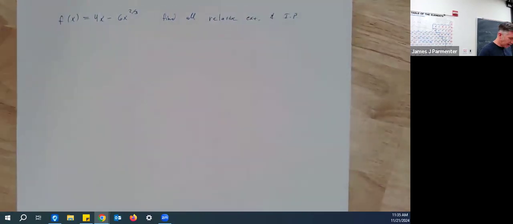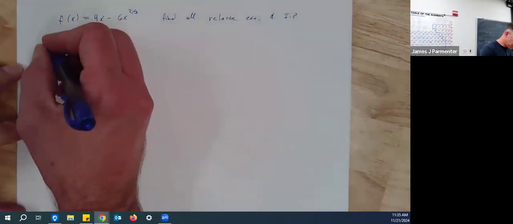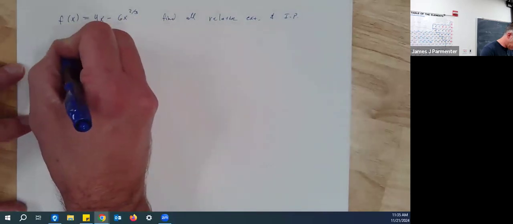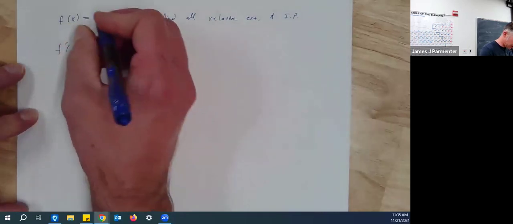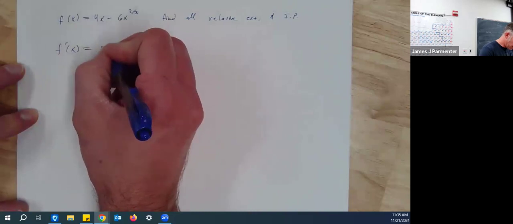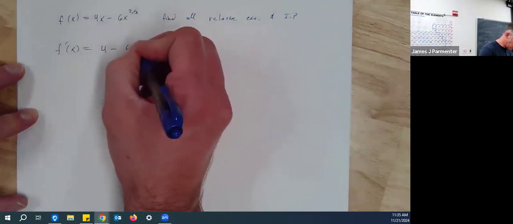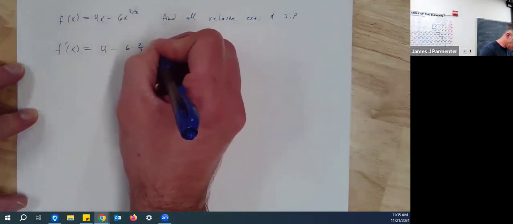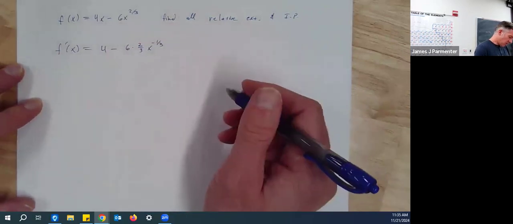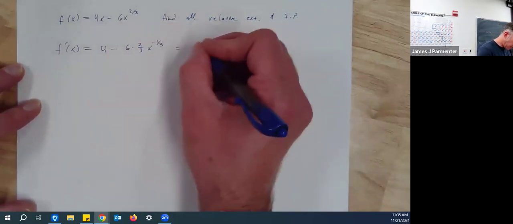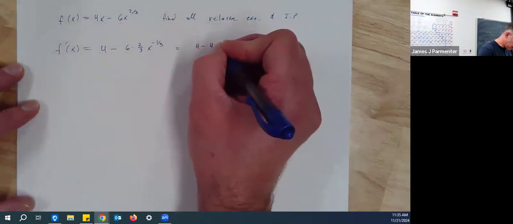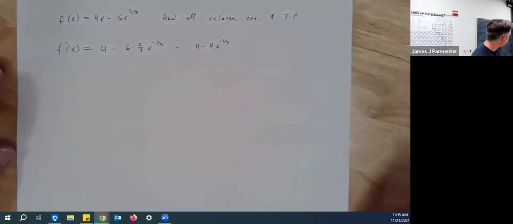Yeah, so I would point out, you do not need to graph this, right? The question does not say to graph it, so don't graph it. So relative extrema, usual deal, we're gonna find the first derivative. It's gonna be 4 minus 6 times 2/3 times x to the negative 1/3, which simplifies to 4 minus 4 times x to the negative 1/3.